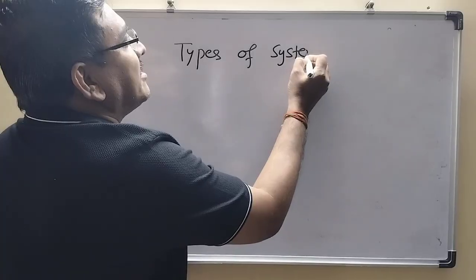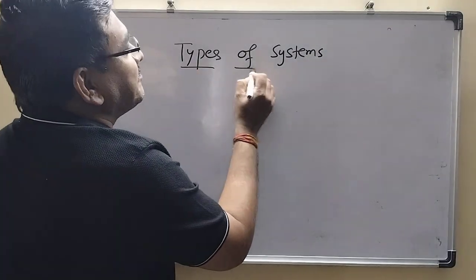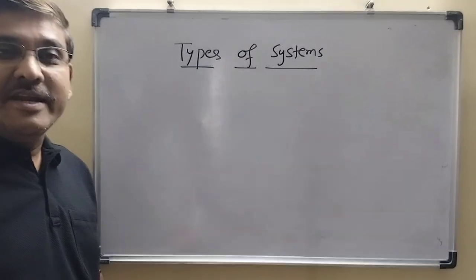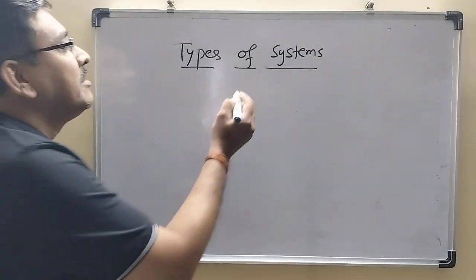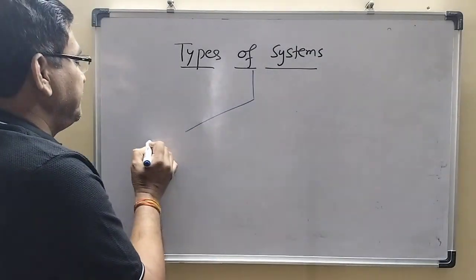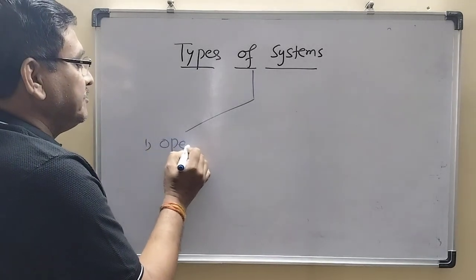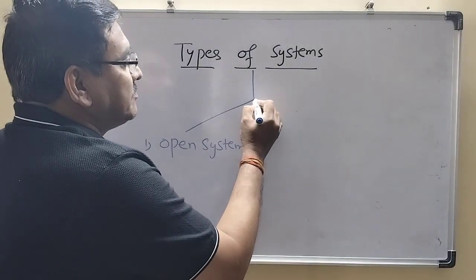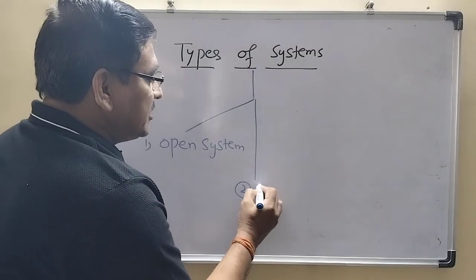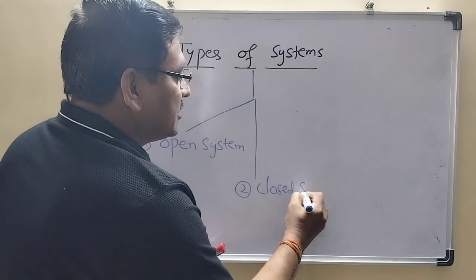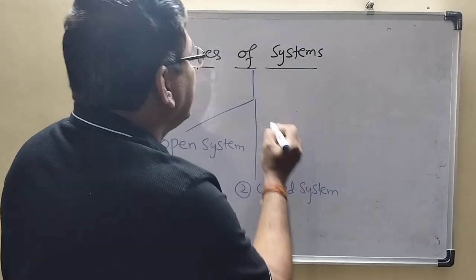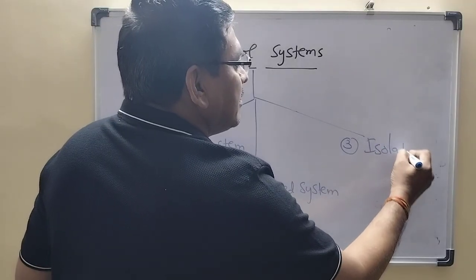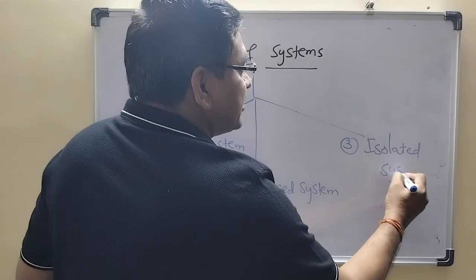Today in this session let us discuss the types of systems. In thermodynamics there are three types of systems. Basically three types. One is open system. The other is closed system. Third one is isolated system.